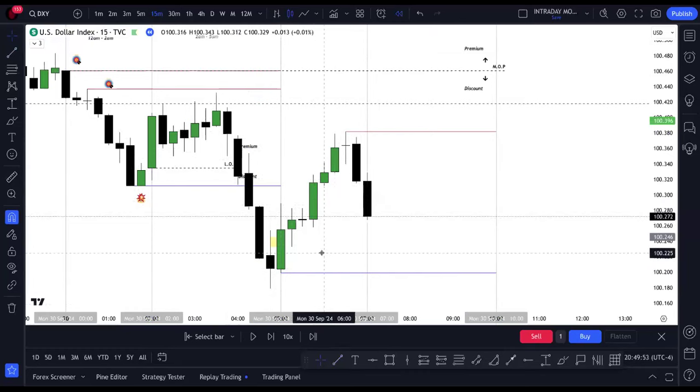Anything else is not buy side and sell side. None of these levels in between. That's the buy side. That's the sell side. That's it.